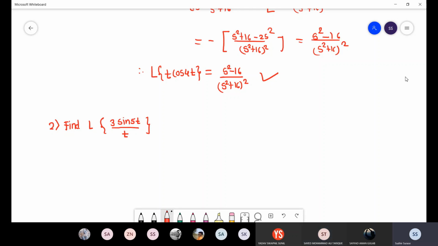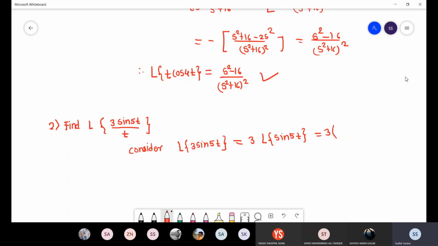So consider the Laplace transform of only this much, 3 sine 5t. This is equal to 3 times Laplace of sine 5t. We can take this 3 outside of the Laplace transform just because of the linearity property. The linearity property holds in the Laplace transform, therefore we can take it outside of the Laplace.